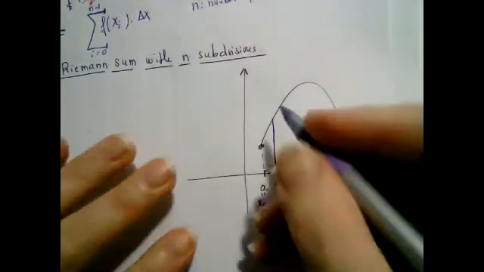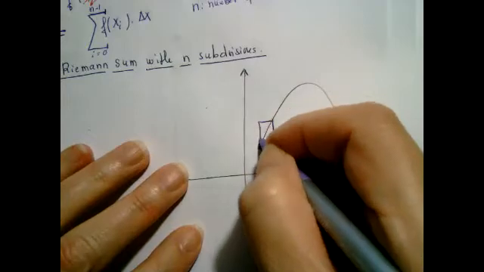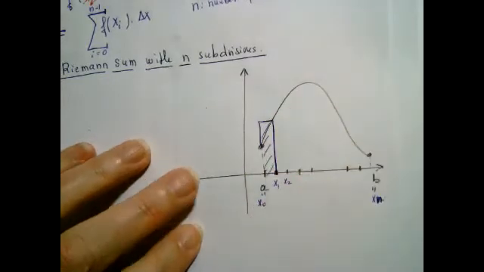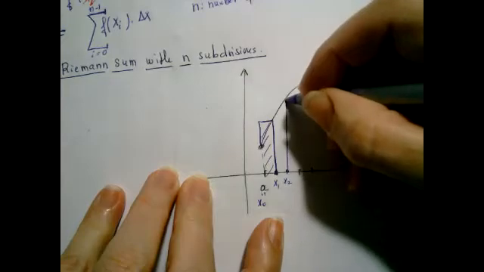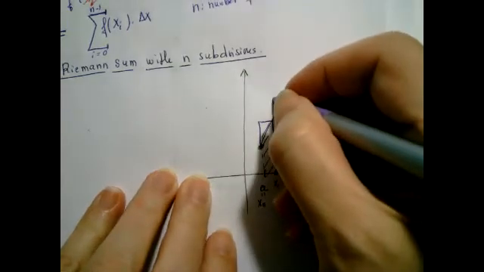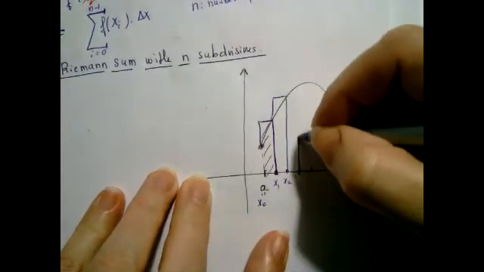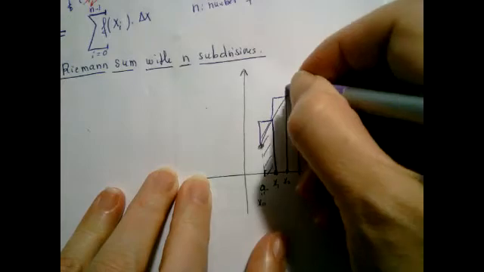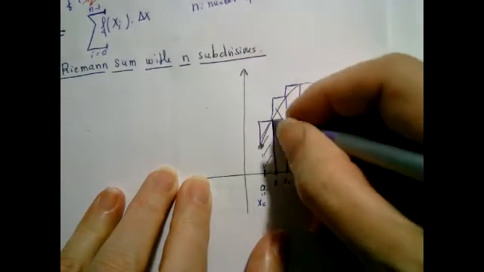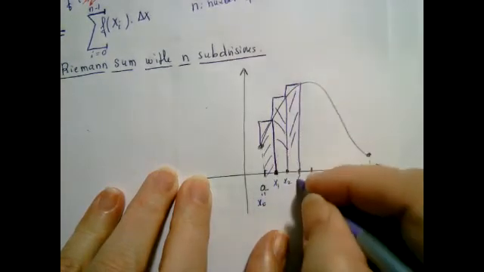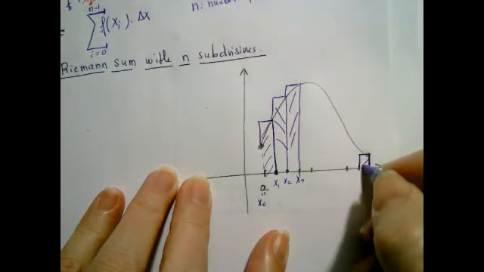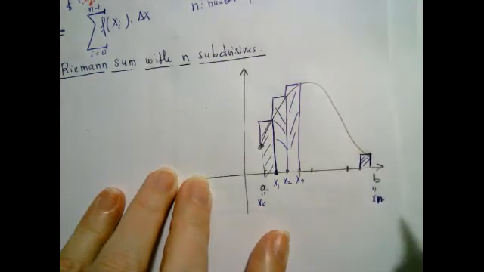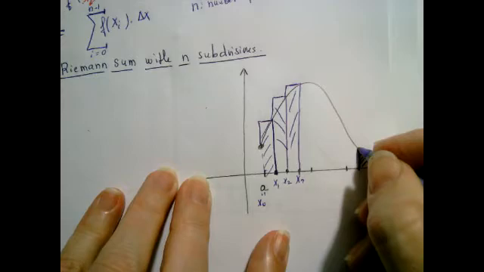The value here times the width. That's my first term. The value at x2 times the width, and so on and so forth. The value at x3 times the width. This is x3. And then the value at xn times the width. That's the last rectangle. And the one before it should have been this one.